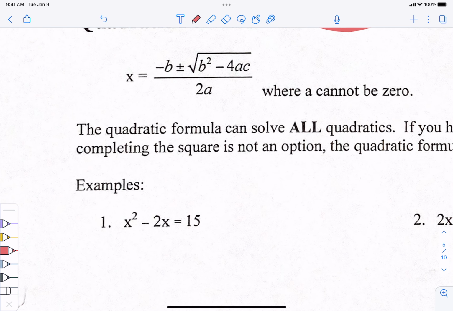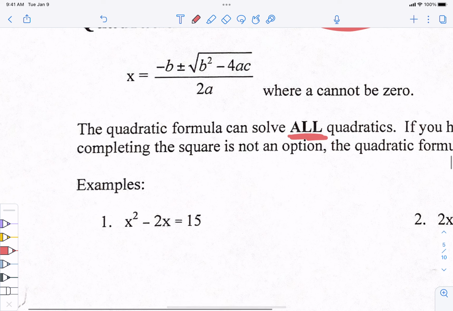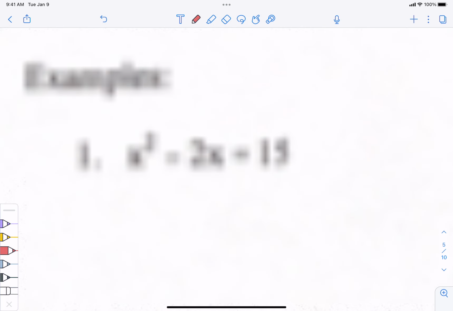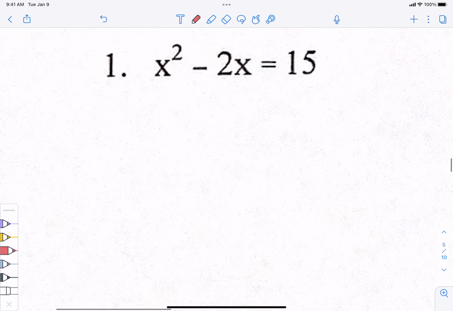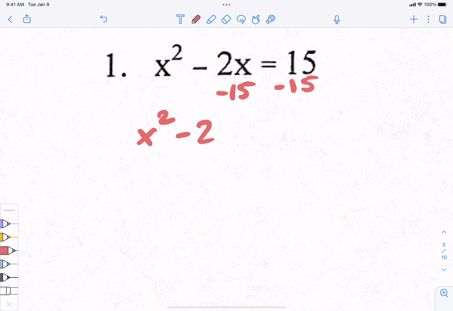One of the things I set up above was that the quadratic formula can solve all quadratic equations, not just ones that can't be factored or can be factored. It will do everything. Okay. So number 1, we're going to do everything all the way through, but it's not ready to go yet. Minus 15. Let's move the 15 over. So minus 15, minus 15. So x squared minus 2x minus 15 equals 0. Okay?